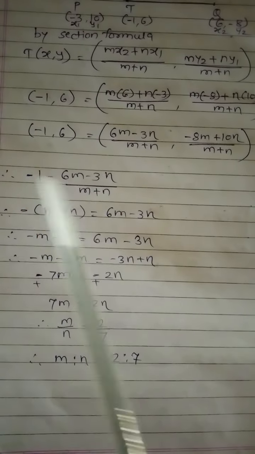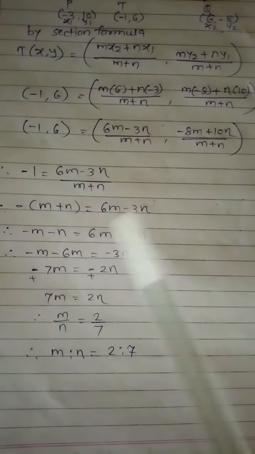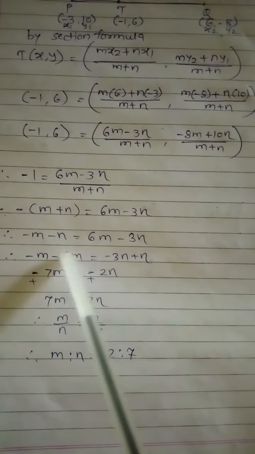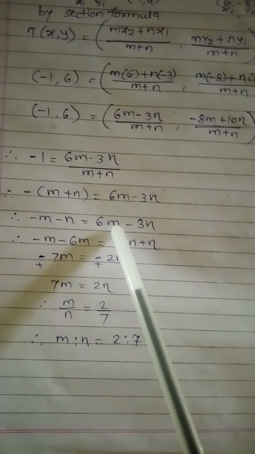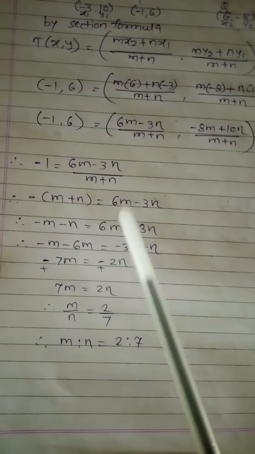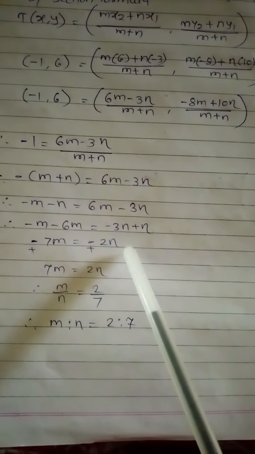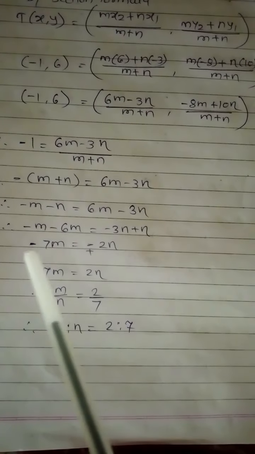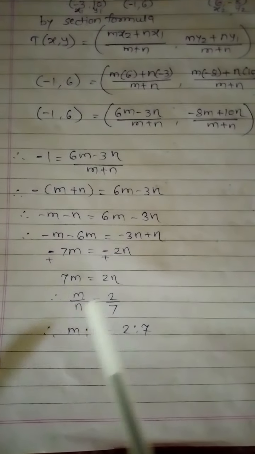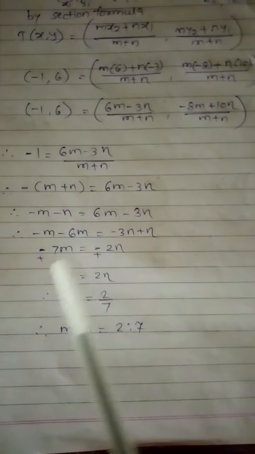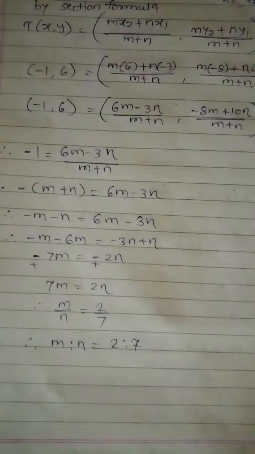So taking cross multiplication here we get -(m plus n) is equal to 6m minus 3n. So -m minus n is equal to 6m minus 3n. I am moving m to one side and n to the other side. So -m minus 6m, finally solving we get -7m is equal to -2n. Both signs are minus, so it becomes plus: 7m is equal to 2n. So m upon n is equal to 2 upon 7, and hence the ratio m is to n is 2 is to 7.